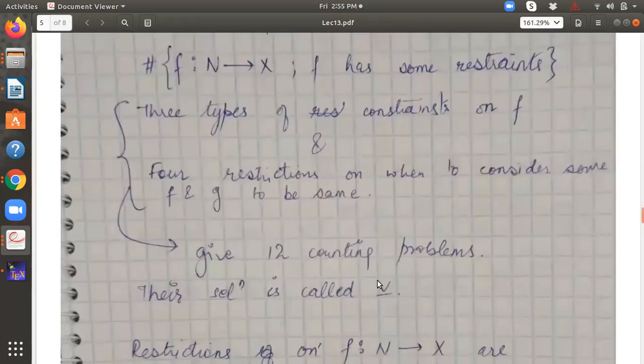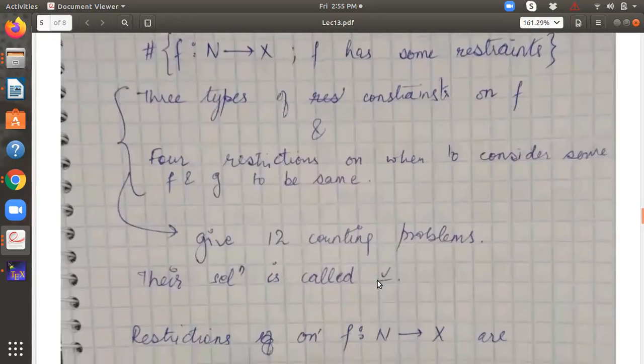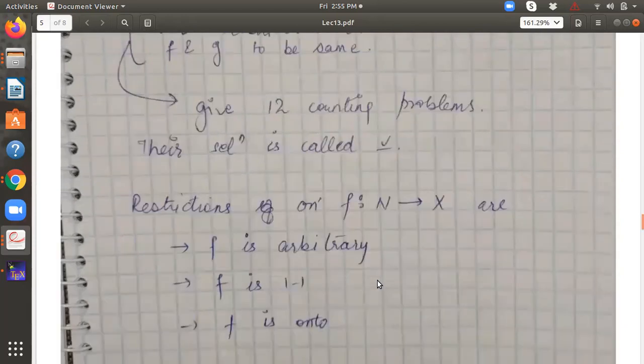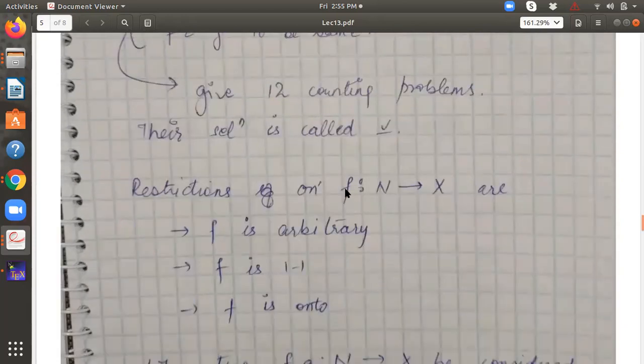So coming down to the types of constraints you will have on a function. First is you do not put any constraint, which means f can be any arbitrary function. Second is this function f has to be injective. Third is f has to be surjective.